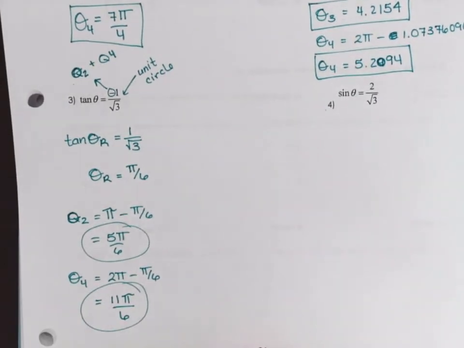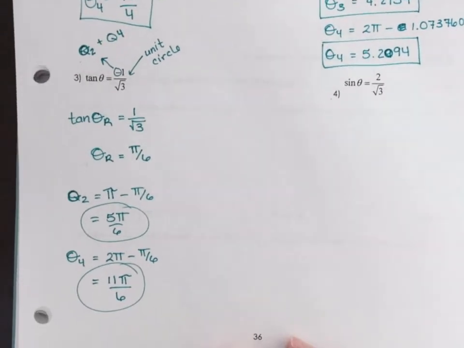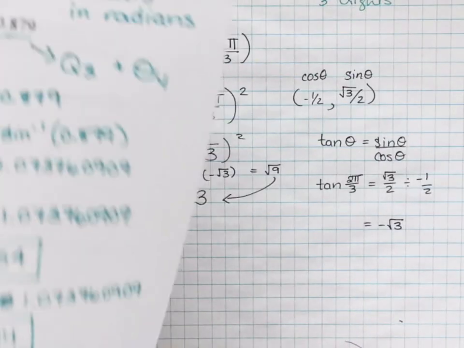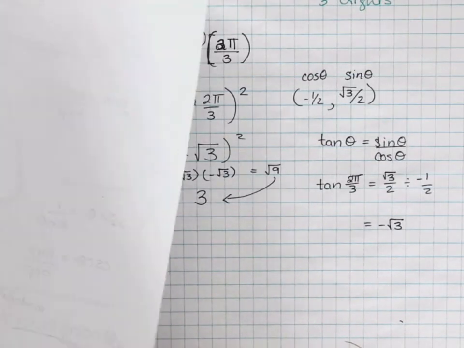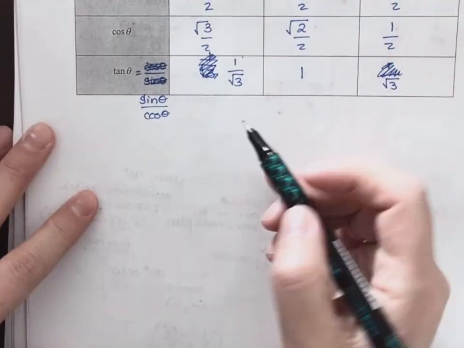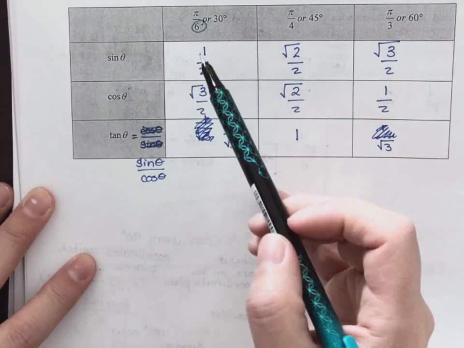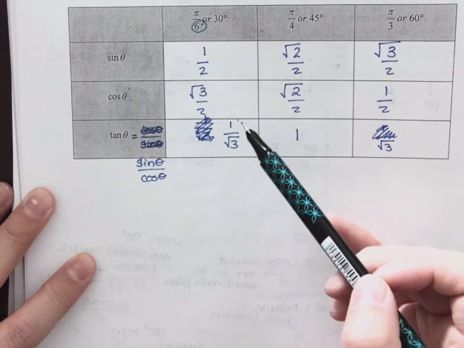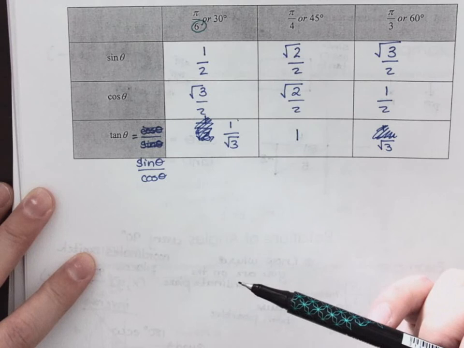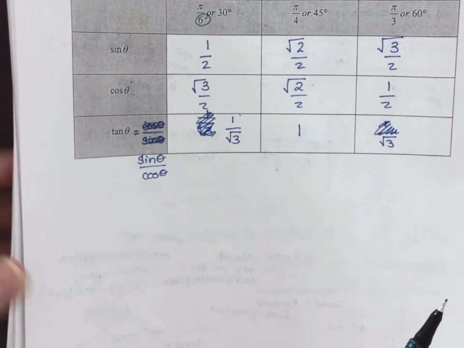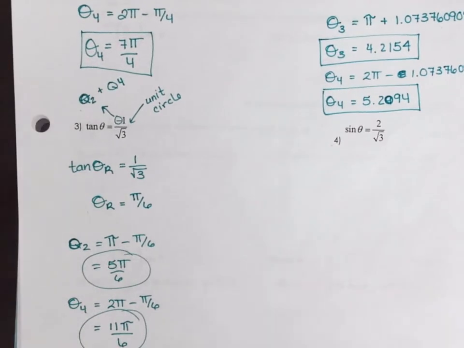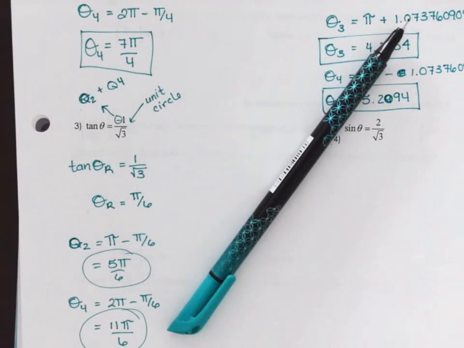Hey, how do you get pi over 6? So theta reference is 1 over root 3. So anything that's 30 degrees is going to be 1 over root 3. Okay, so how did you get the pi? Oh, right. So that's my, oh, geez Louise. Geez Louise, guys.